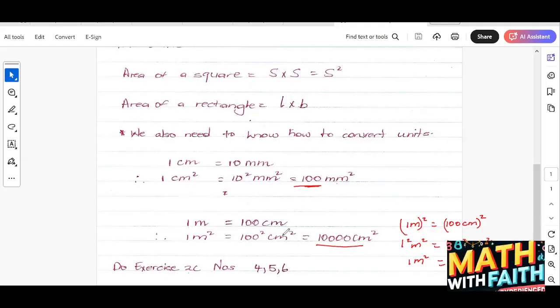So 1 centimeter squared is actually 100 millimeters squared, and 1 meter squared is 10,000 centimeters squared. Converting the units, very important to know how to convert your units to ensure that you remain with the right quantity at the end of the conversion. And that's how we work out the area of a square and the area of a rectangle.